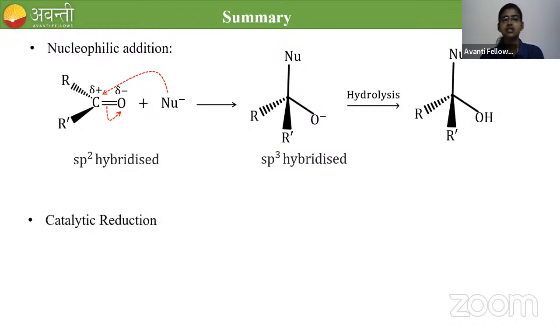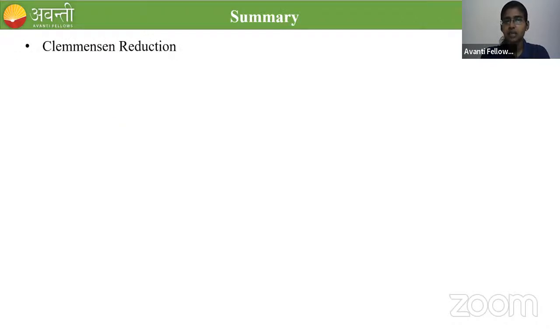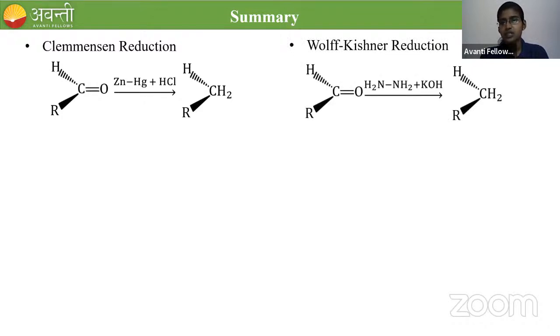Next we discussed catalytic reduction, that is, reduction using hydrogen in the presence of platinum or nickel as the catalyst. The C=O part is converted to CHOH. The second reduction is the Clemmensen reduction, where we used zinc amalgam and HCl as the reagent. In the Wolff-Kishner reduction, NH2NH2 and KOH were used as the reagent. In both reactions, the C=O group is converted to CH2. That is, we get the hydrocarbon from the Clemmensen and Wolff-Kishner reductions.